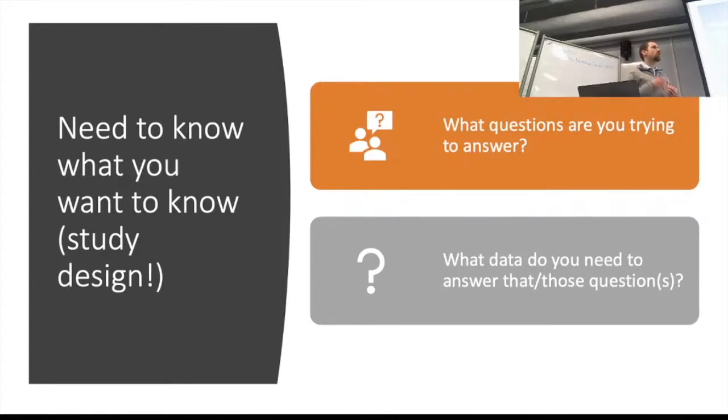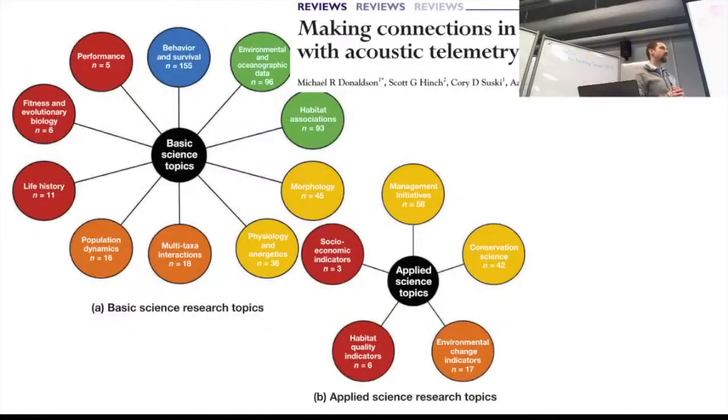And there's no shortage of the types of questions that we can ask with telemetry. A few decades ago, what we did with telemetry is you tagged a bunch of animals and then you just said, well, animal 1 went here, and then it went there, and then it went there, and then it came back. We have advanced the technology, we have advanced our thinking, we have advanced our analytical tools so that we can answer a whole lot of different questions.